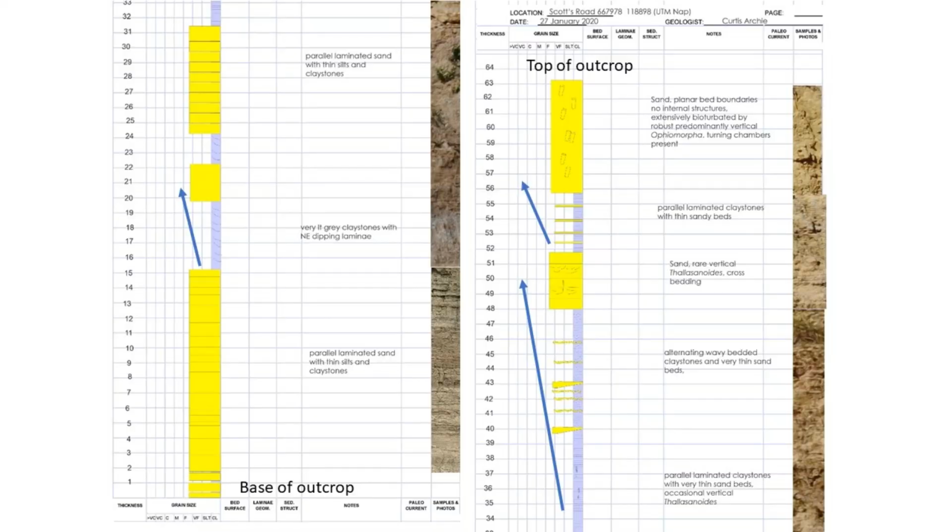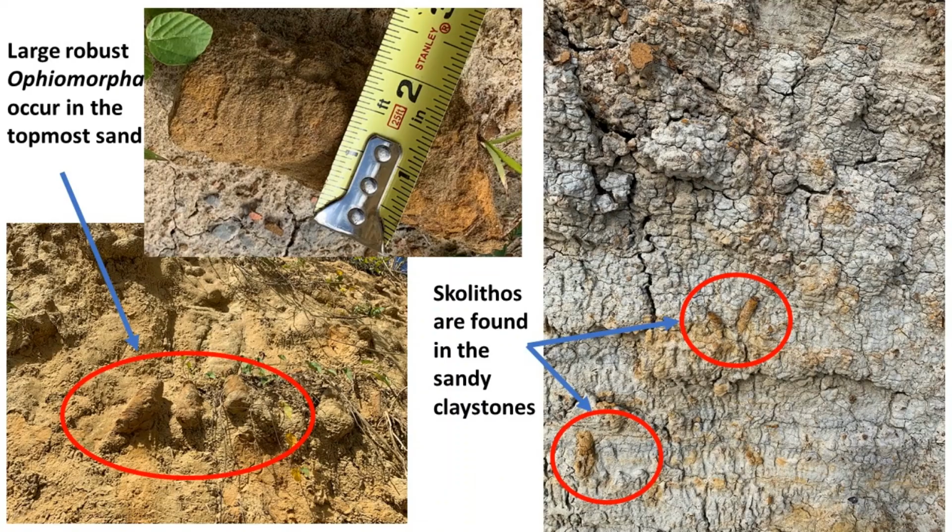Here we have a measured section of the outcrop showing a series of alternating sands and claystones. It appears that there are a number of coarsening upward sequences. The trace fossils Ophiomorpha and Skolithos are present in outcrop. The Ophiomorpha occur in the uppermost sand bed, are predominantly subhorizontal and have a large diameter. This indicates grazing activities in a stressed environment.